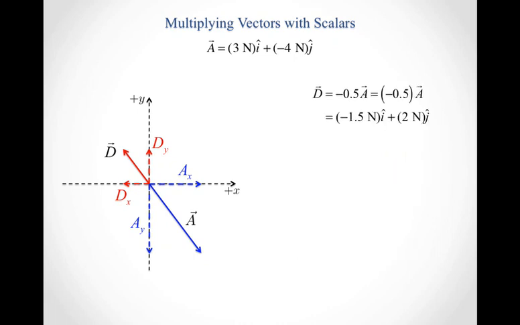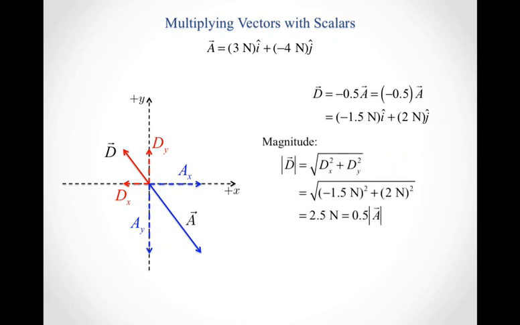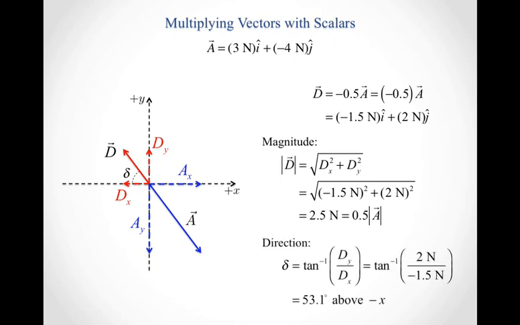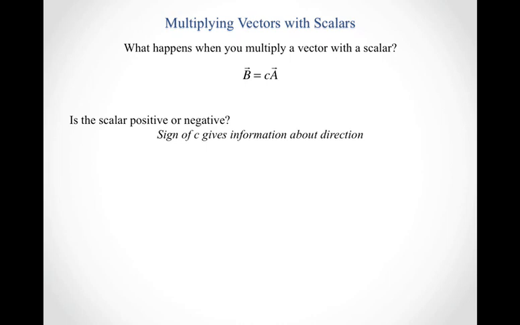Thinking about that vector, its magnitude ends up being 2.5 newtons, which happens to be 0.5 times the magnitude of vector A. The direction, again, I'll define some angle delta relative to the x-axis here, and the direction that vector D points is 53.1 degrees above the negative x-axis. So what I see here is a vector that's smaller in magnitude than vector A, but points in the opposite direction. So how can we summarize what's going on here?